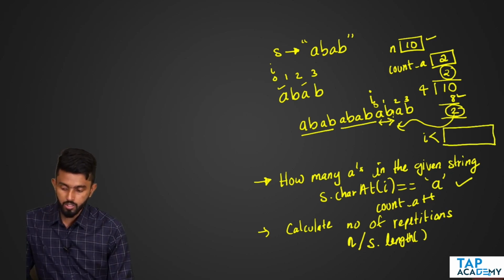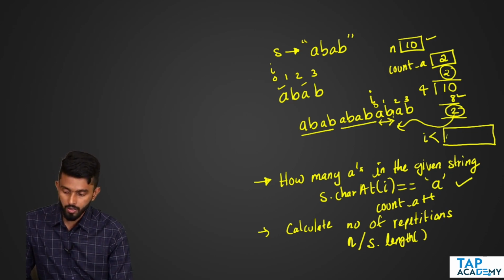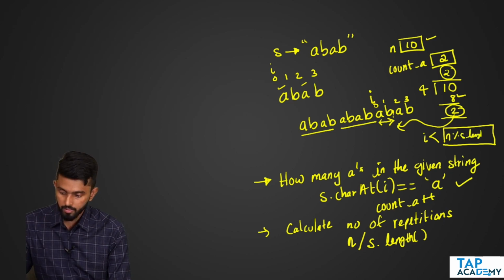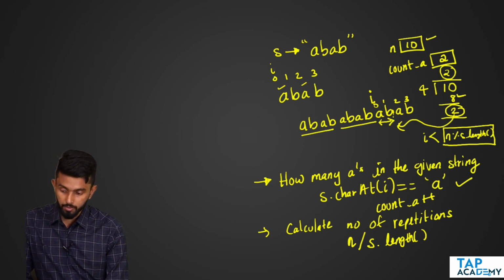If in case I put slash in Java, I will get the numerator. If in case I want the denominator or the remainder, all I should tell is n mod s dot length. This is what I should tell. Hope you are able to think. And this will give me the remainder.